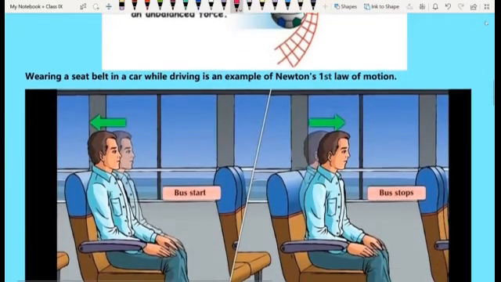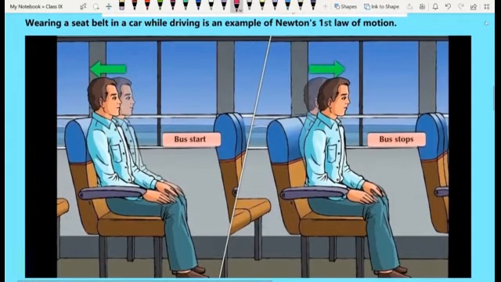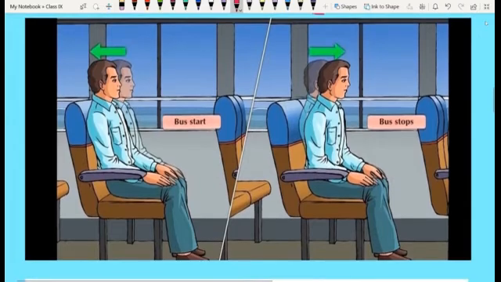Okay, so let us consider another example. It's a very important topic. Wearing a seat belt in a car while driving is an example of Newton's first law of motion. Okay. Now you can clearly see a picture where a person is sitting on a bus. When the bus starts moving, any person sitting on the bus feels a force in the backward direction.